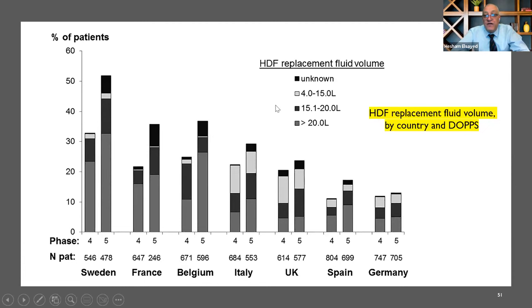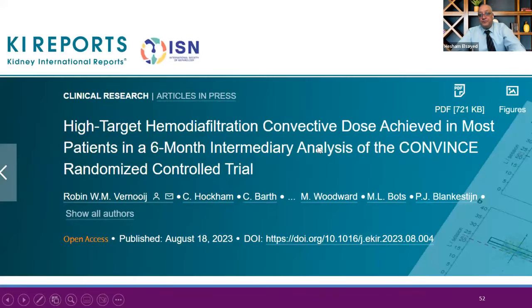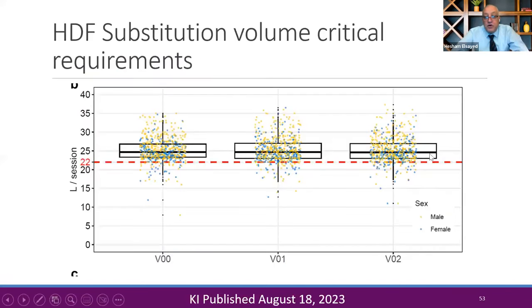However, in this slide, you can find that in this DOPPS survey, many nephrologists do not know what dose they are giving. Some are giving up to 15 liters, some above 20 liters, but the majority are here. Only 50% got this value. On CONVINCE, we will come later by the end of this talk, the latest randomized controlled trial. The important notice here is that in this trial, all patients are above 22 liters. So this is one of the clinical trials that took into account that the substitution volume for all patients should exceed that, and I will explain later.